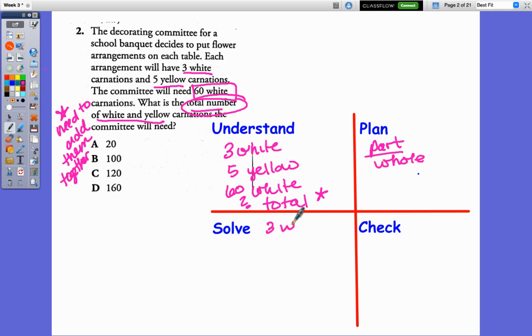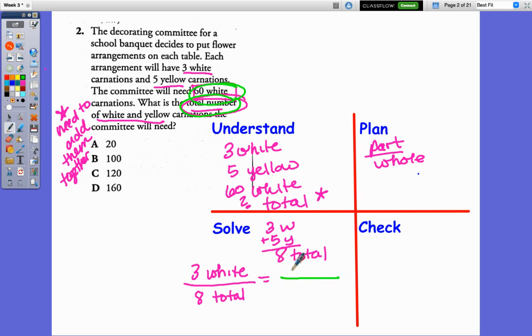Well, I have 3 white plus 5 yellow gives me my total of 8. That is the first thing I have to notice, because I want total. And then I'm going to start with 3 white carnations out of 8 total carnations, not 5 yellow carnations. Because my second part was this 60 white and total number. So I have 60 white carnations here, and I don't know how many total here.